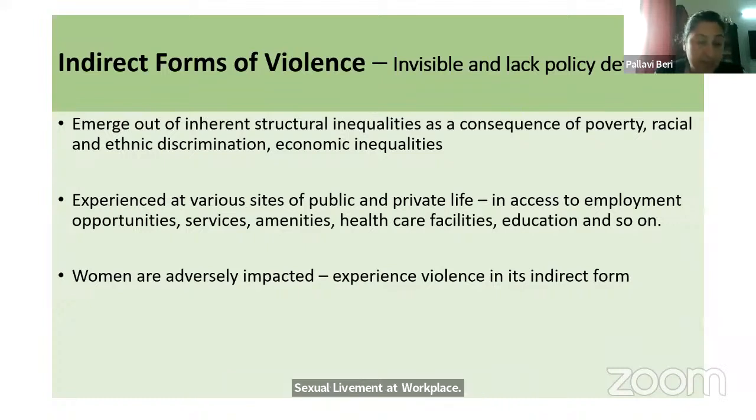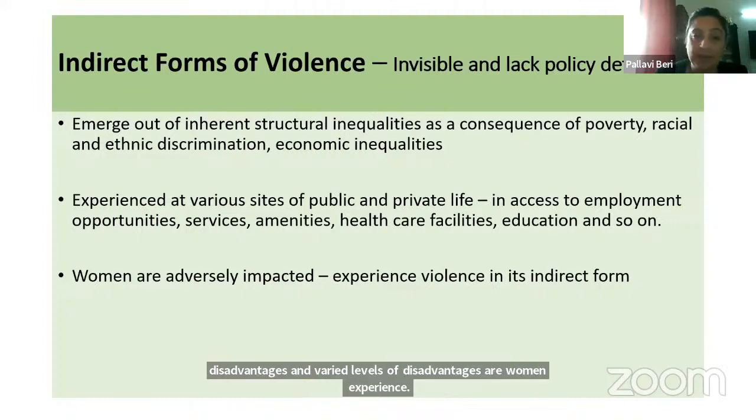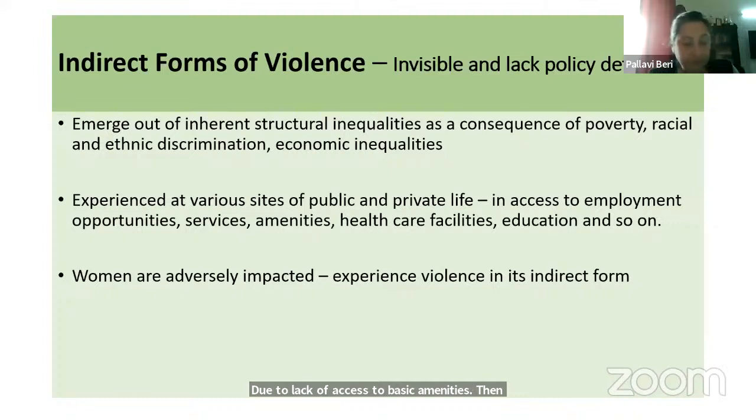Then also in terms of services, where women have limited financial literacy and are unable to access banking services. In terms of amenities, we have had extensive discussions on how women have to fetch water and how these serve as disadvantages, and varied levels of disadvantages women experience due to lack of access to basic amenities. Then there are healthcare facilities. There are issues around institutional deliveries and health and the entire WASH sector that is working towards it. Then there are certain deprivations and indirect forms of violence when it comes to lack of access to education, whether it is due to reasons of infrastructure or reasons of poverty.